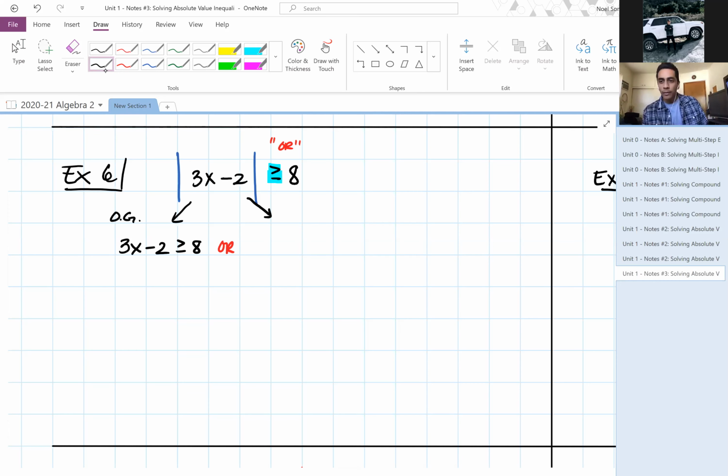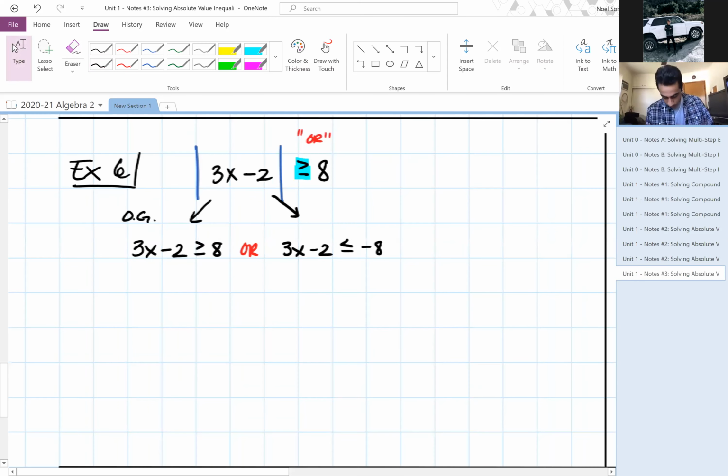Does anybody remember what the trick was for the second inequality? What are the two changes that you have to make? Flip and negative, exactly, right? So flip and switch, good. So you still bring down 3x minus 2, but you need to flip the inequality around, and then instead of 8, it's negative 8. Okay, so pretty simple. Just have to remember those two things.